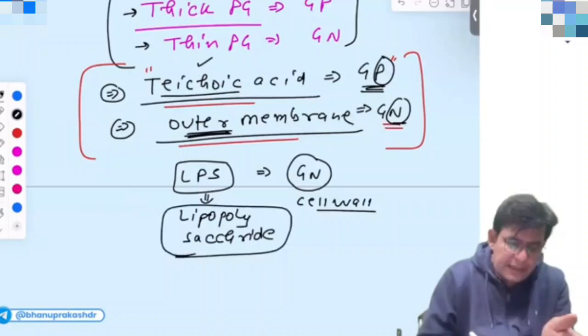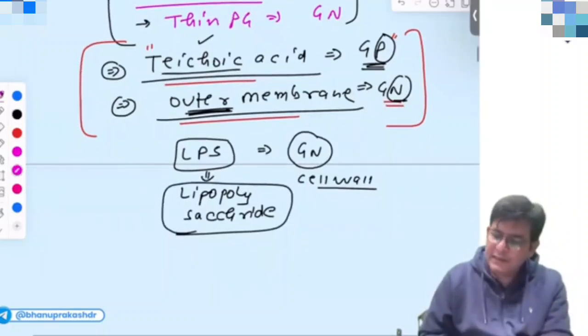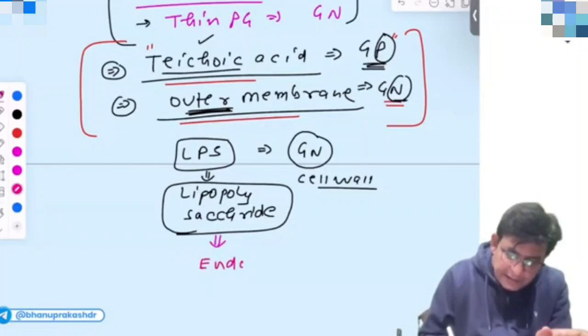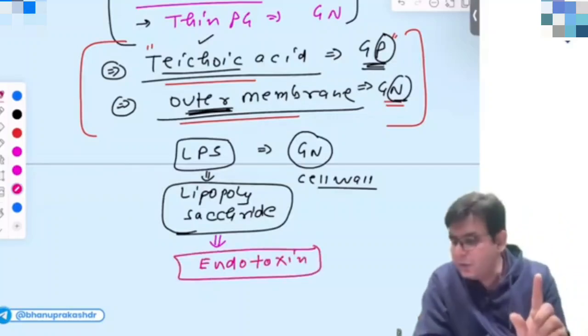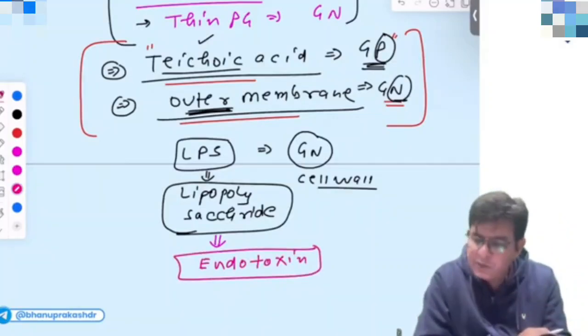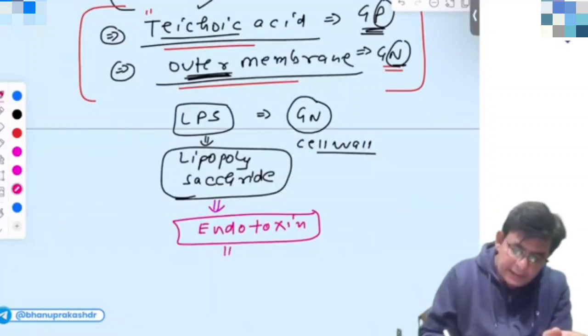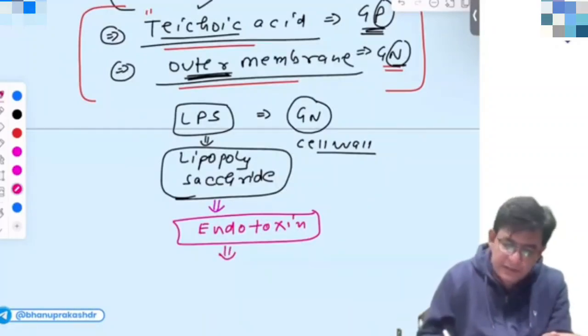Fine. So lipopolysaccharide is there in the gram negative cell wall. And remember this for a lifetime: because of this only, what is produced by the gram negative ones? Endotoxin. Because of this only, what do they produce? Endotoxin. And that's why the endotoxin leads to what?